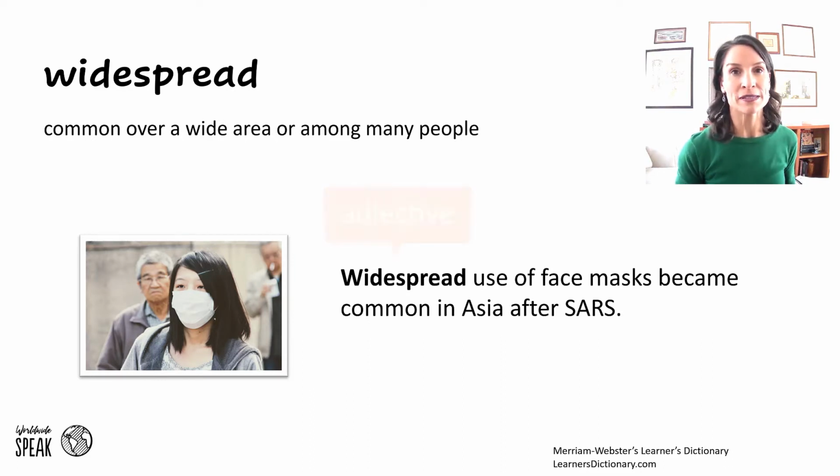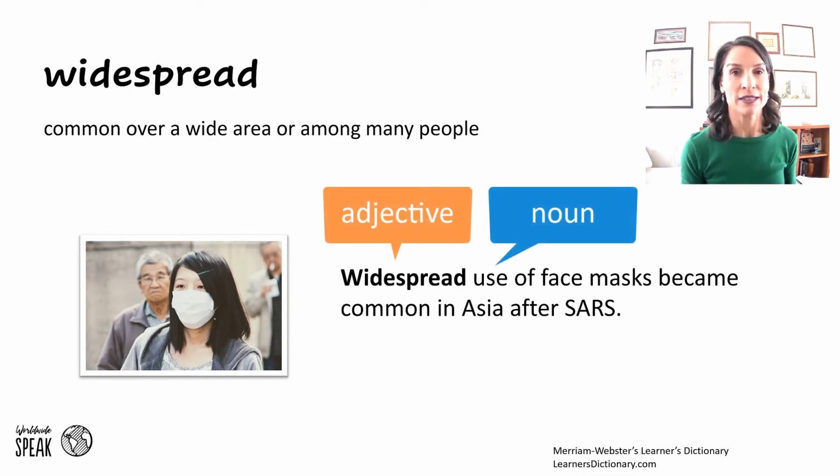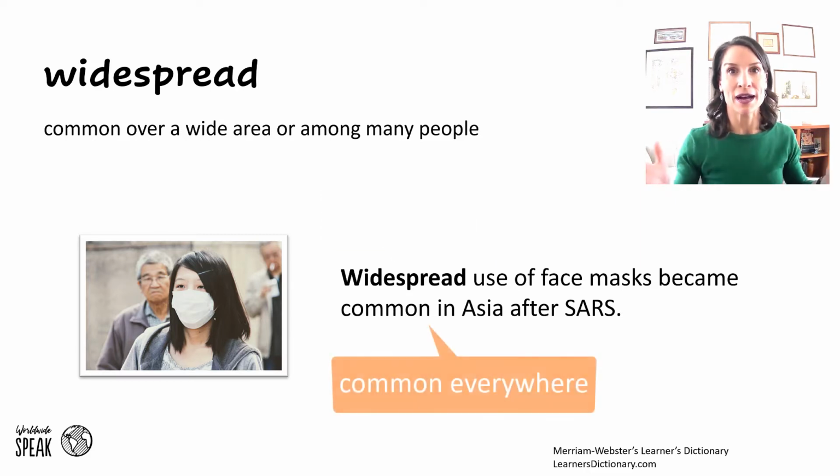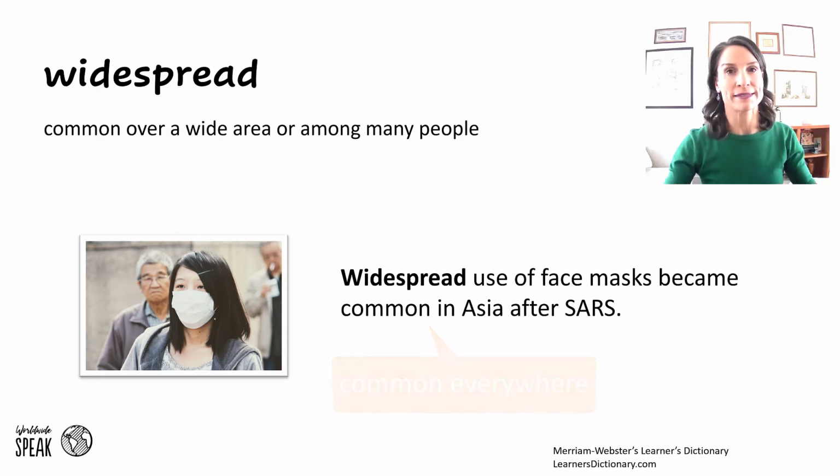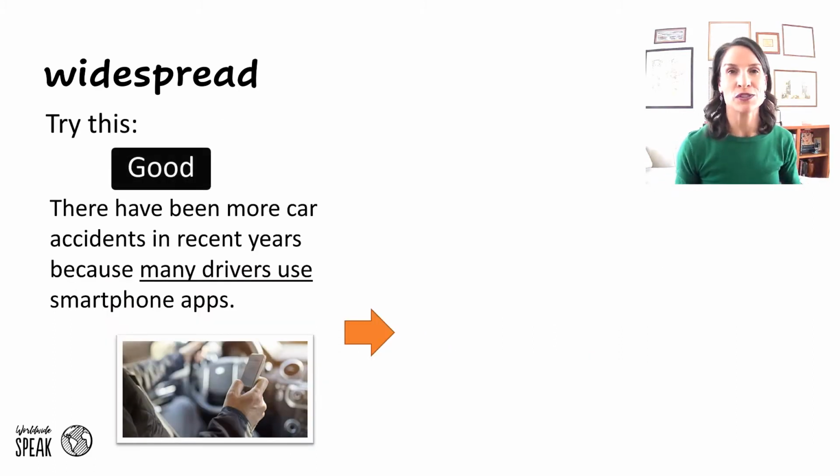So here, widespread is my adjective. Use is actually a noun in this example here. Widespread use of face masks became common. So it was common to see people all over using face masks. So here I have a good sentence which is ready to become a great sentence. I'm going to use the word widespread, and I'm going to replace many drivers use with widespread use of. Let's look at how I did it.